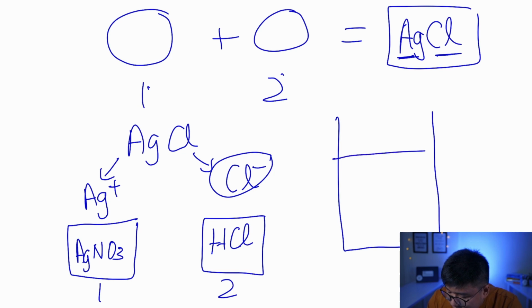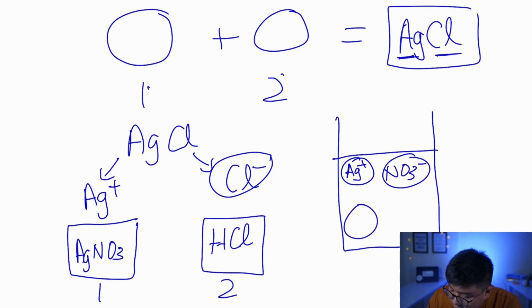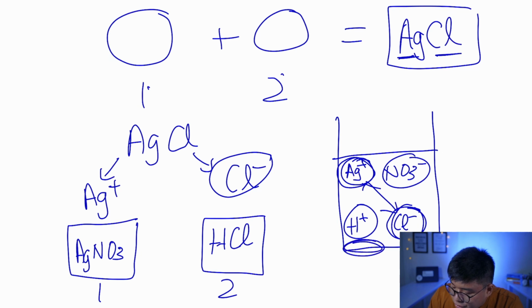So if we see this in the solution, if I put AgNO3, there will be Ag+ ions. There will also be NO3- ions. There will also be H+ ions and Cl- ions. And what will happen is the Ag+ ions will pair up with the Cl- ions, and together they will form AgCl salts below. And this AgCl is an insoluble salt. And this whole process of getting AgCl is called precipitation.